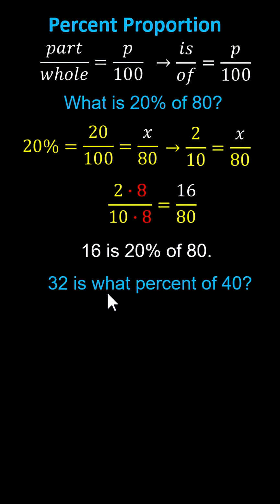And now, 32 is what percent of 40? Notice here the percent is unknown, 32 is the part, 40 is the whole. Let's write the proportion as the ratio of 32 to 40 equals a ratio of p to 100.